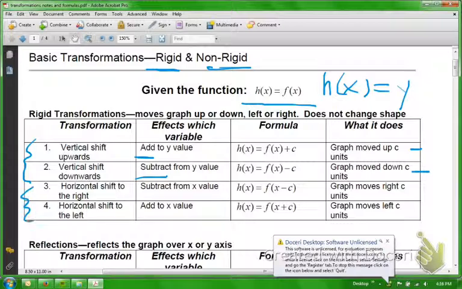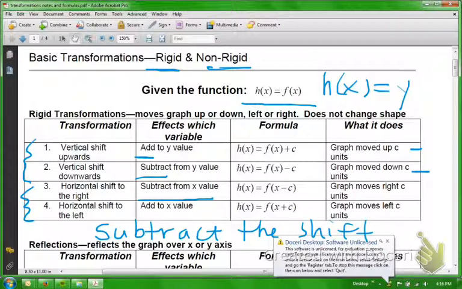And it is a special little puppy because it does the opposite of what you think it's going to do. If you subtract from x, you'd think you want to move it to the left, but what we are actually doing with x is subtracting the shift. So you're going to move the other way. If I'm subtracting something from x, just like this, it's going to move the graph right c units. So it goes the opposite way. If I add something to x, it's going to move it left. Now notice, when I'm doing it to x, it's in the parentheses. When I'm doing it to y, it's outside. So that's your really good visual clue right there.